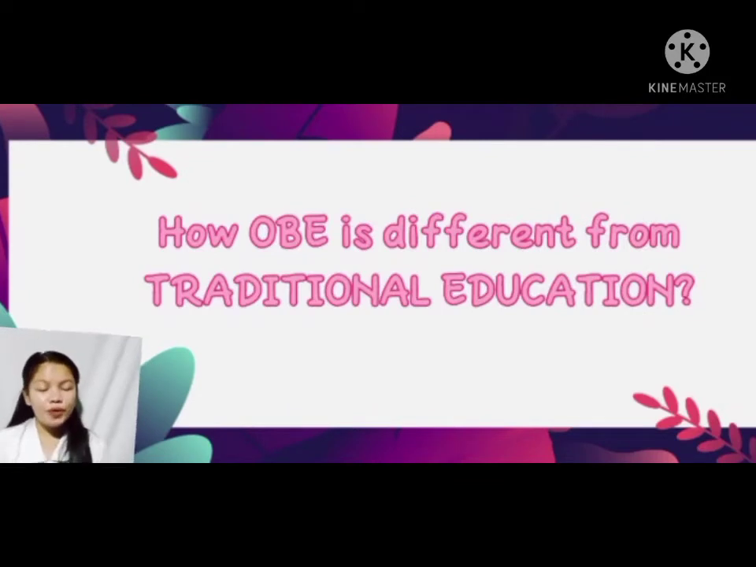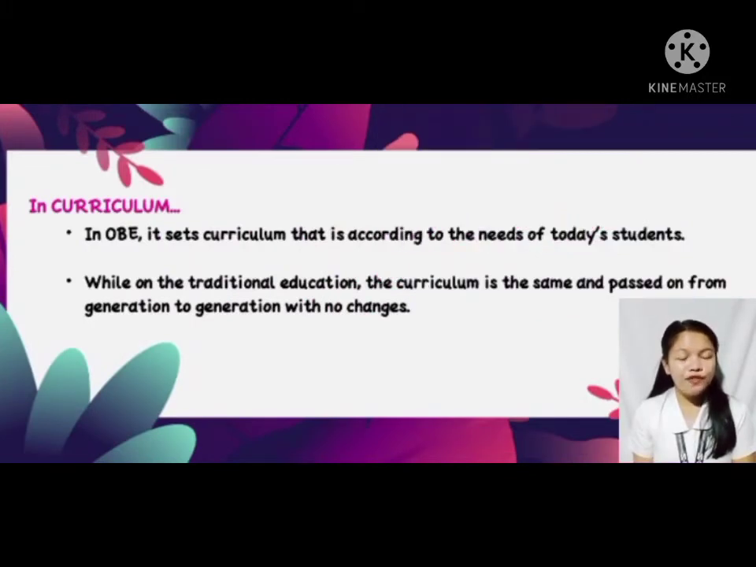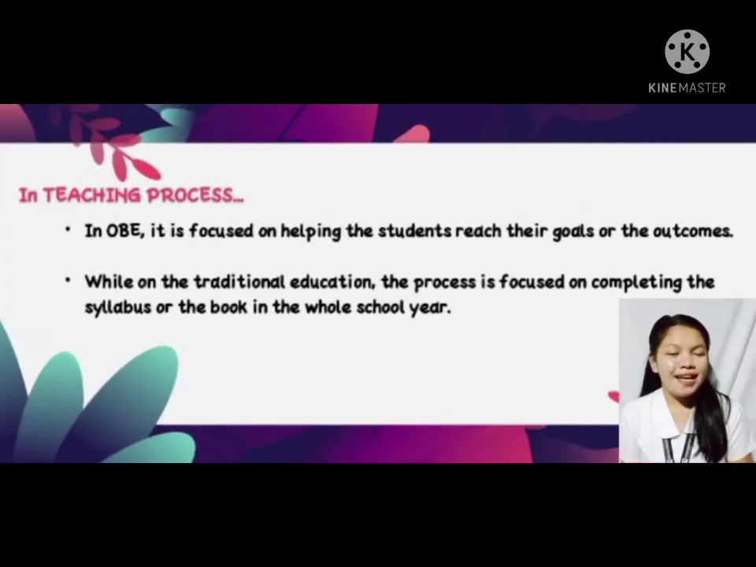Now, let's take a look at how OBE is different from traditional education. The first thing that we need to look at is the curriculum. In OBE, it sets a curriculum that is according to the needs of today's students, while in traditional education, the curriculum is the same and passed on from generation to generation. There are no changes.